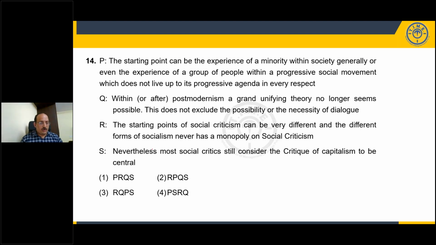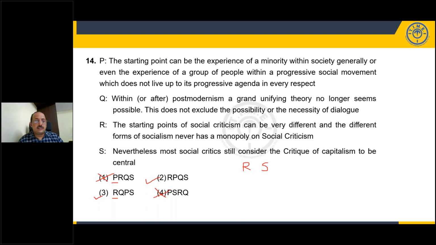So if I look at my options, my first line is either P or R. But the starting point can be the experience. So before that, I need something. The starting point of what? Which means option 1 and option 4 get eliminated. Option 2 or 3 are possible. So in both, the first line is line number R. So R becomes my first line and S becomes my last line. मुझे सिर्फ अभी PQ या QP ये check करना है.